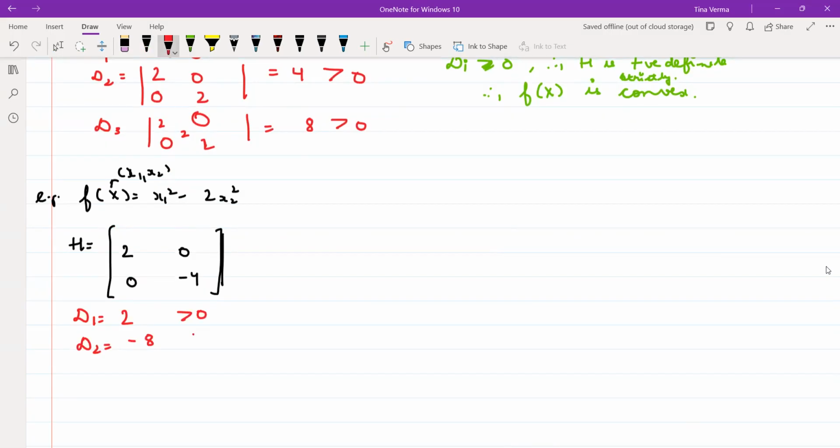Since D1 is greater than 0 but D2 is less than 0, note that for negative definite, D1 should be less than 0, and for positive definite, D2, D3, D4 should be greater than 0. Hence here H is indefinite, that is, it is neither positive definite nor negative definite. So H is indefinite, therefore f of x is neither convex nor concave.